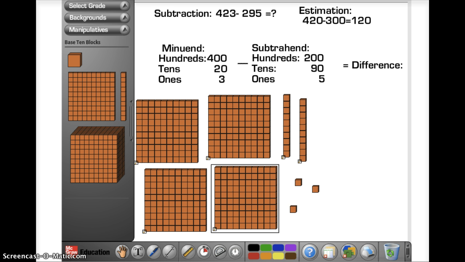Using our base 10 blocks, I got 4 100 blocks that make 400, 2 10 blocks that make 20, and 3 1 blocks that make 3, for 423. Now we want to take away 295. So we have 200.